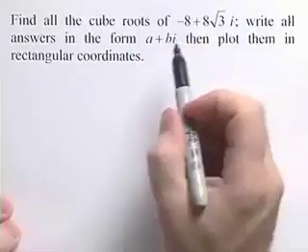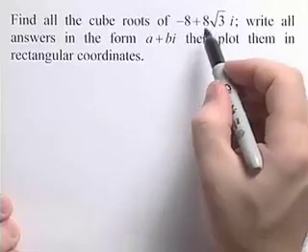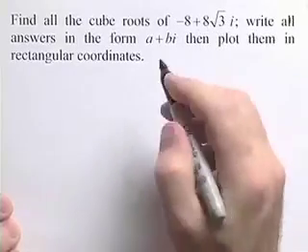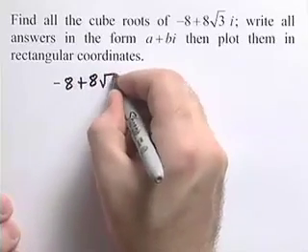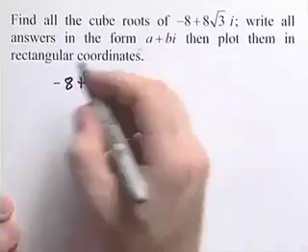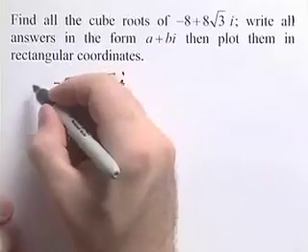We're going to find the cube roots of a complex number, and we're going to write all of the answers in the form a plus bi and then plot them in rectangular coordinates. We're given this complex number, negative 8 plus 8 times the square root of 3 i. I'm just going to rewrite that here. We're going to go ahead and call that w.